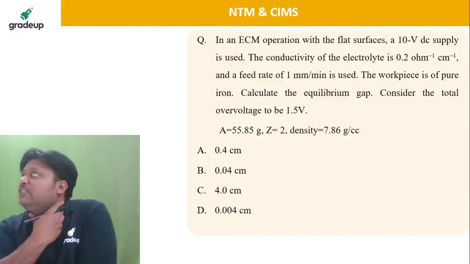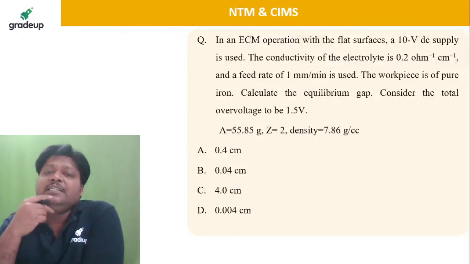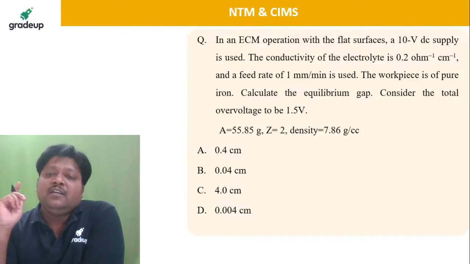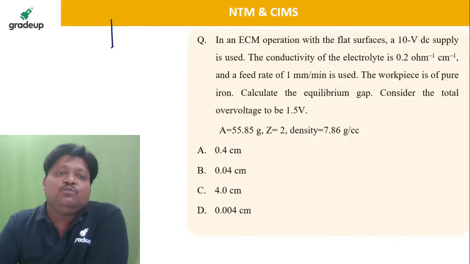Okay, so this is the next question again on the ECM, dear students. In ECM operation with the flat surface, a 10-volt DC supply is used. The conductivity of the electrolyte is 0.2 ohm inverse centimeter inverse, and the feed rate of 1 mm per minute is used. The workpiece is of pure iron. The workpiece on which you are going to perform the ECM operation is pure iron. Calculate the equilibrium gap. So we need to calculate the distance between the tool electrode and the workpiece.